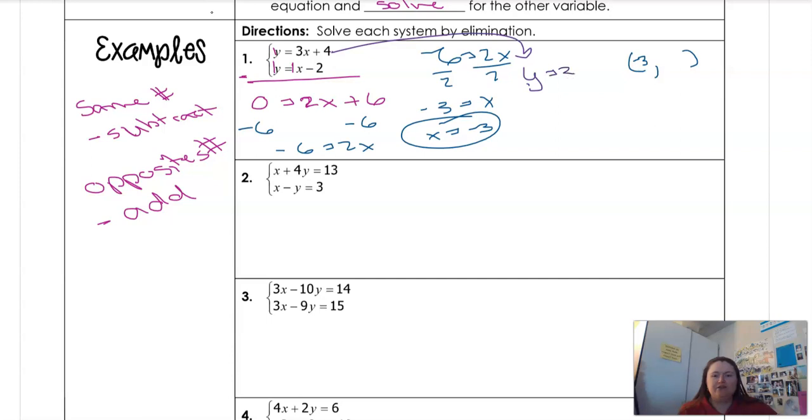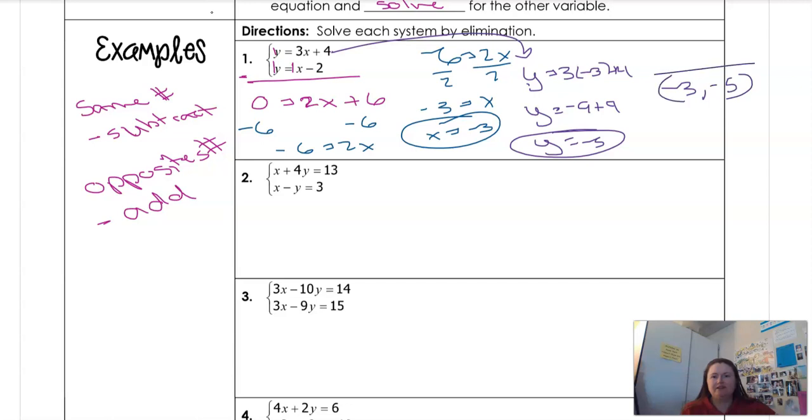Y equals 3 times -3 plus 4. That is -9 plus 4, which is -5. So y is -5. We've got -3, -5. And that's my answer. And I just might want to check it in the second equation. -3 minus 2 is -5.